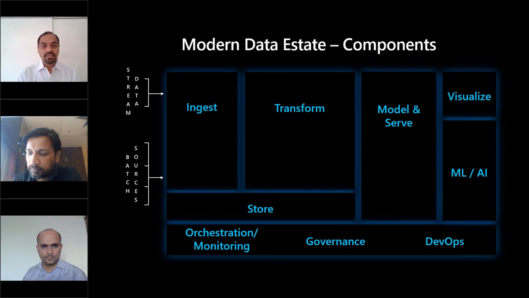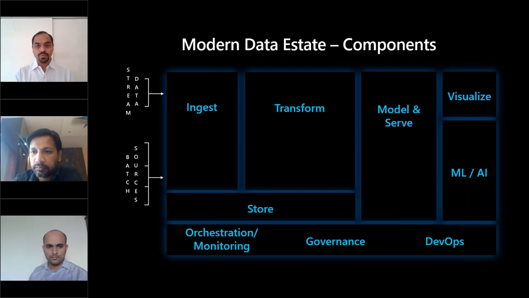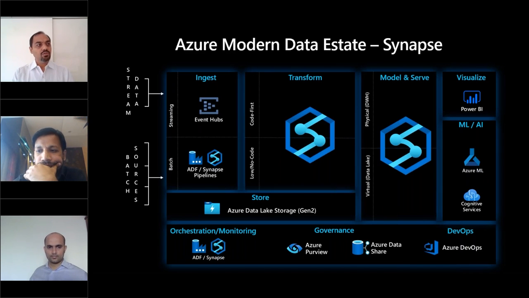When you talk about any modern data estate, the key components that you really require are, first, of course, the data sources, whether you bring in data in batch or in streaming, and you ingest that into a store. Once you bring that into the store, you do transformation, modeling, and serving, and then you present back to visualization. You would want to do a lot of AI/ML out there. All of these components are really required from a modern data estate standpoint. And at the bottom of it, you will require orchestration, governance, and development tools. So Synapse is all about all of this.